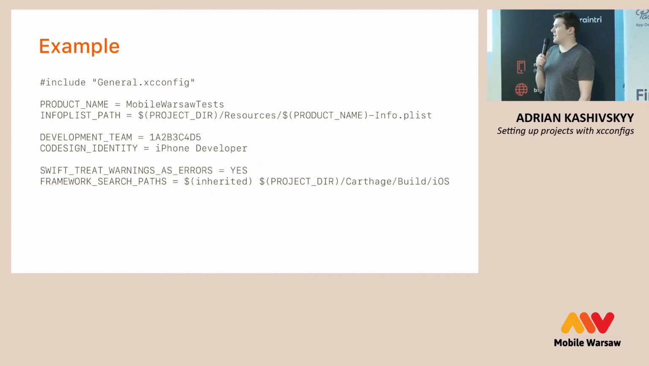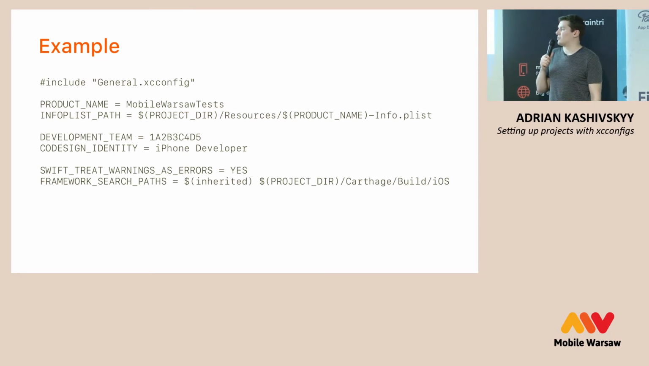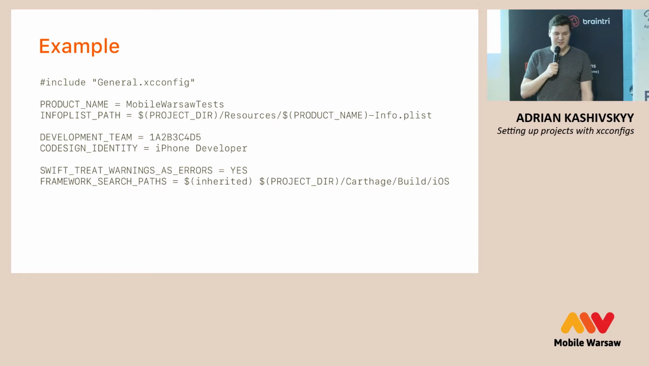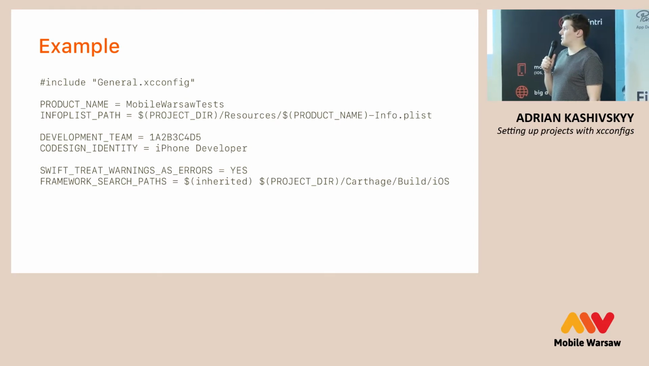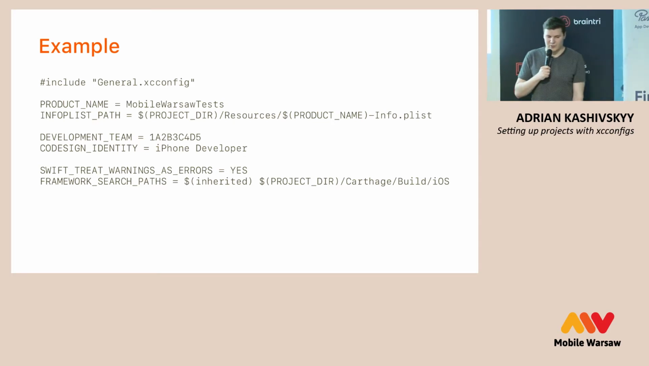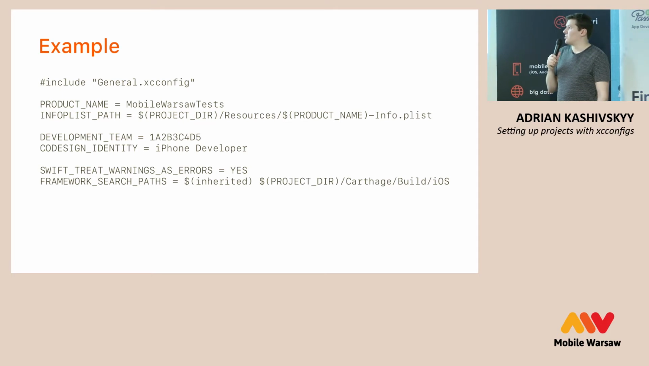So this is an example of a very simple xcconfig file. First, I import some imaginary general xcconfig which contains some default build settings, and then I use the values that I obtained from either the documentation or the Xcode visual editor, which I will show you, to set my build settings here instead of the visual editor.